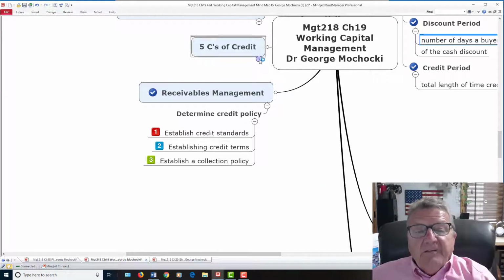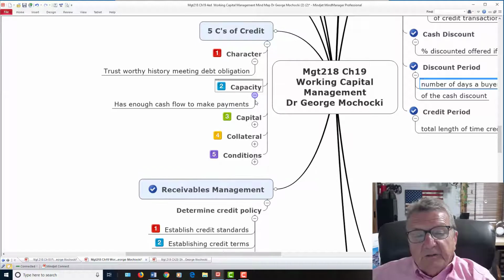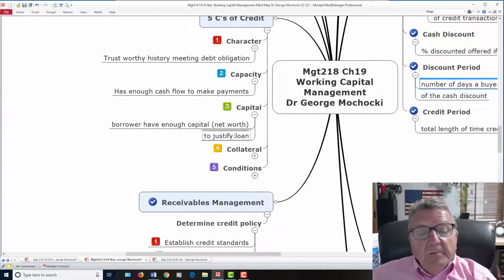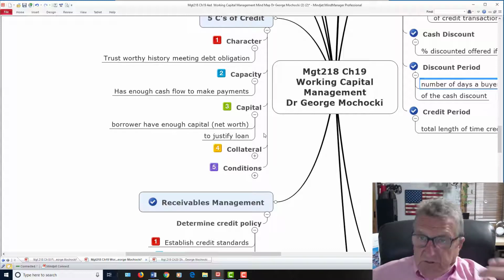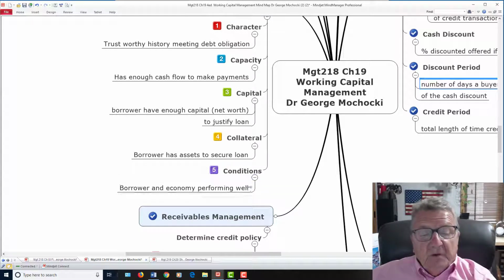Now, the 5 C's of credit. We talked about character, the organization; capacity, how much cash to make the payments; capital, the borrower has enough net worth. Your collateral, or just you've got a good name, good credit, good services. Collateral, the borrower's assets, security for the loan, and conditions, the borrower's economy.